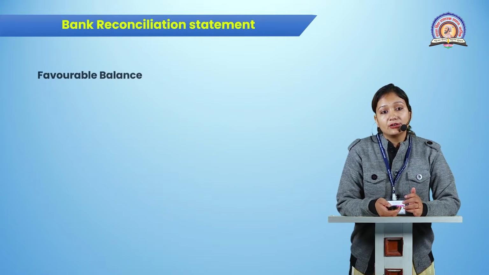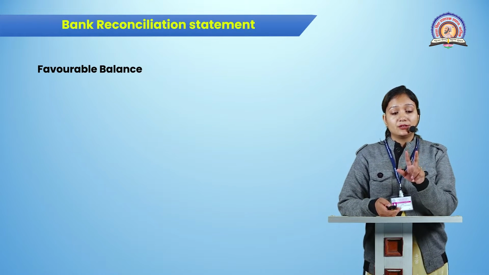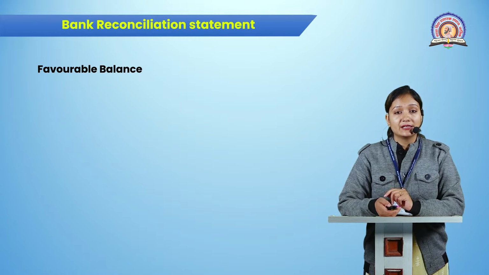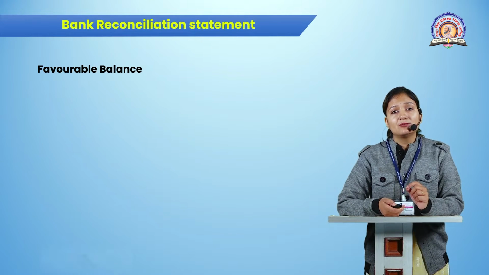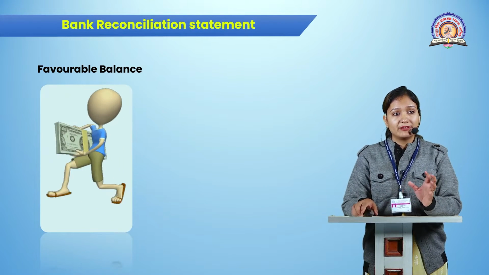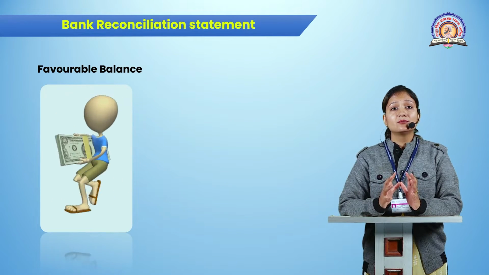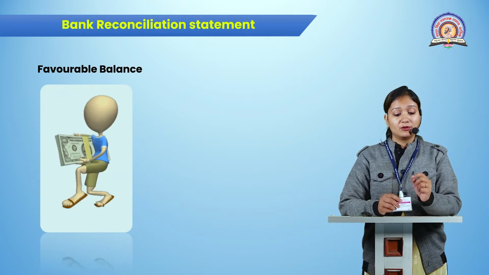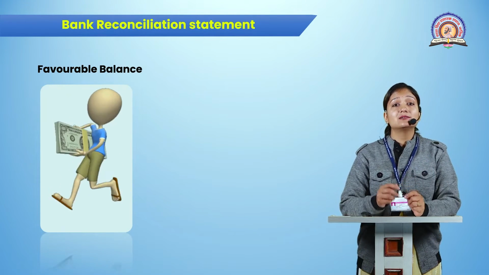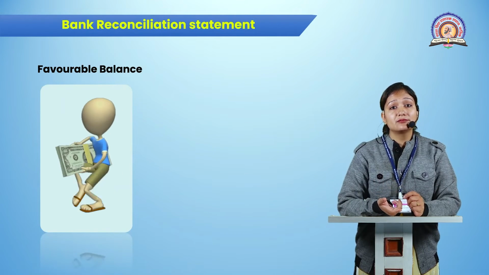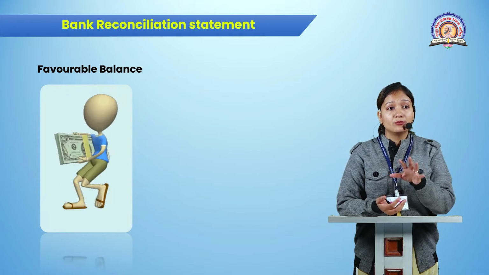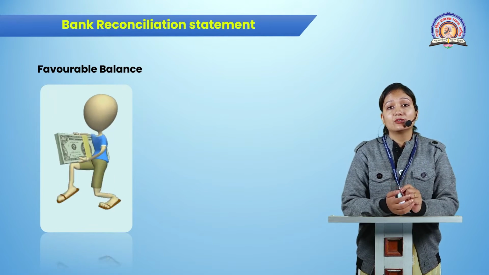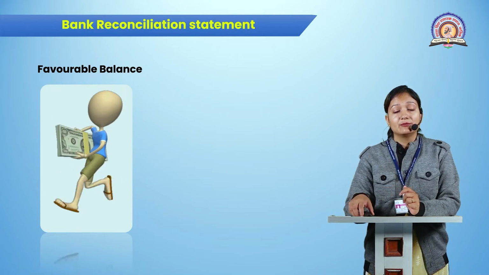Now, if we talk about the two balances in a BRS, that is known as a bank reconciliation statement. The very first balance is the favorable balance. Why are we talking about a favorable balance? Because favorable means it is in a positive sense. When we talk about a favorable balance, it means the balance is positive, meaning we have more balance and can do more operations, and that is the reason it is a favorable balance.